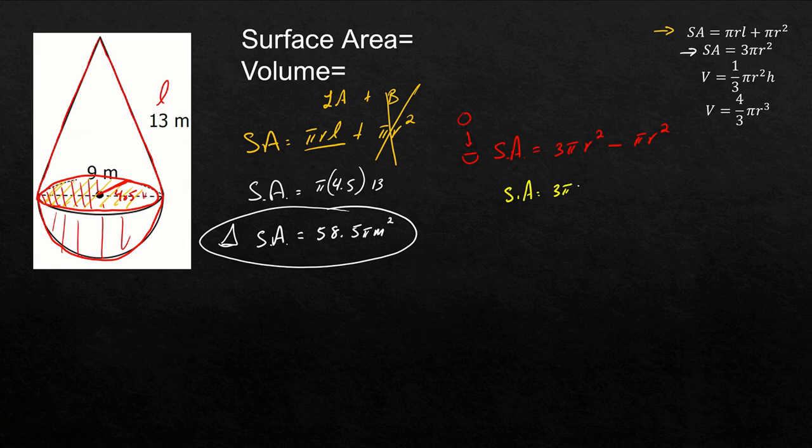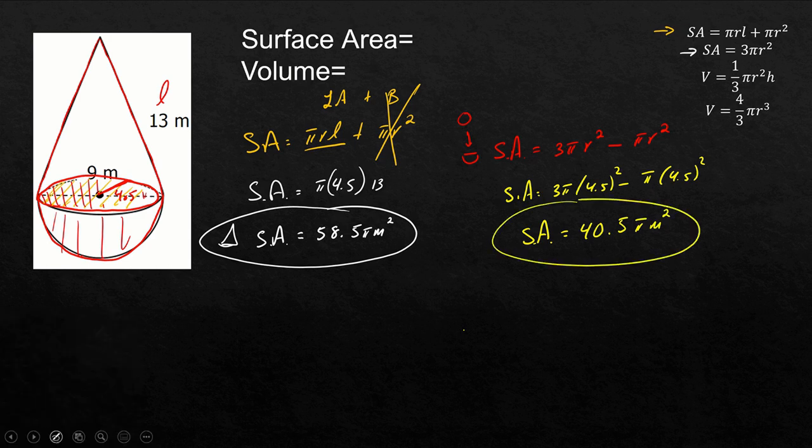So we have 3 pi times 4.5 squared, minus pi times 4.5 squared. We can do it this way, or we can recognize that we have 3 pi r squared and then pi r squared, so really what we're doing is 2 times pi times 4.5 squared. Regardless of which way you do it, we end up with 40.5 pi meters squared. Now to get the total surface area, which is the area for everything put together, we simply add these two areas. And so we get a surface area of 99 pi meters squared.